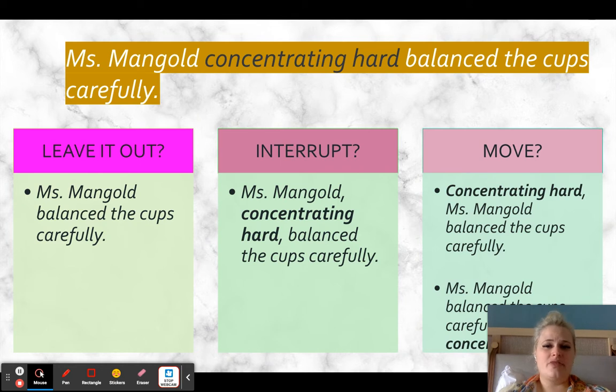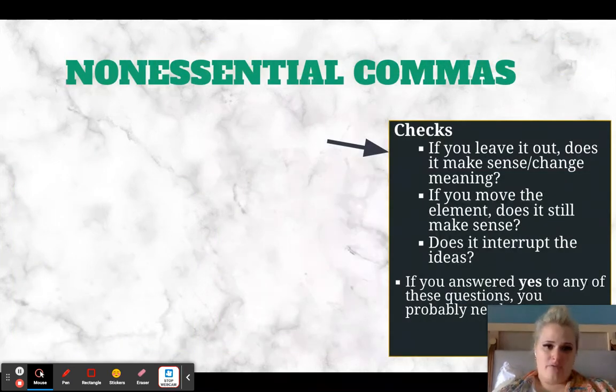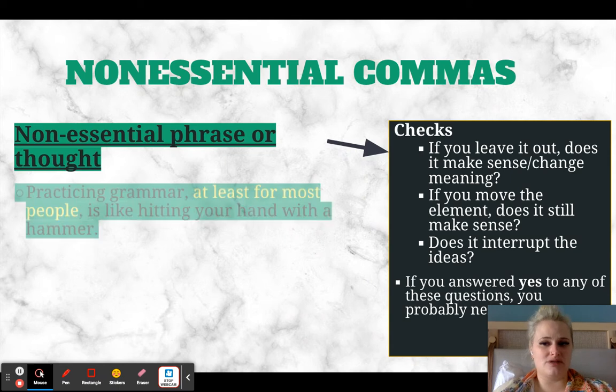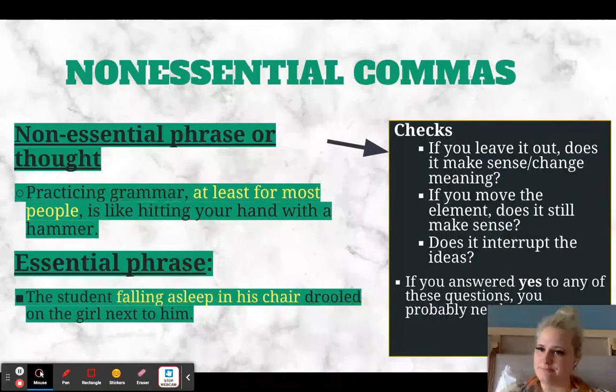So these ones are pretty straightforward. We've done these a little bit before. I've just called them interrupter. Again, they're just called non-essential and essential. So to ask yourself if you need the commas or not. Ask yourself, if you take that part out that is in between the two commas, does it make sense or does it change the meaning? If you move it to the front or the back, does it still make sense? Okay, so if you answered yes, you probably need the commas there.